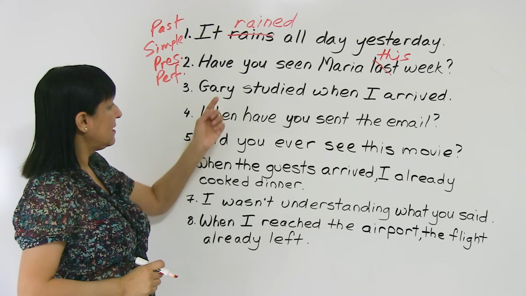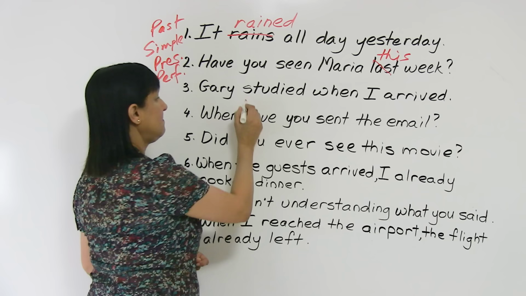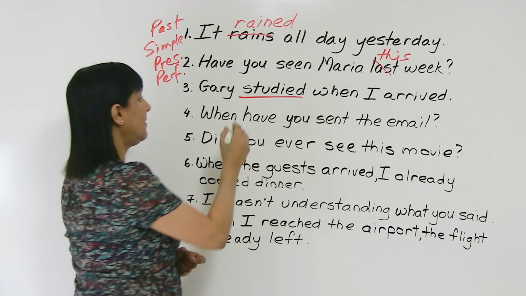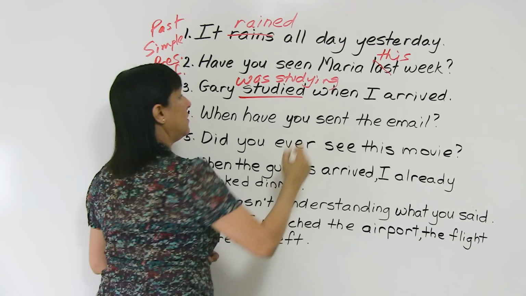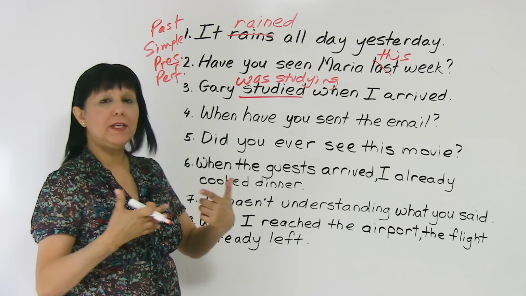Next, Gary studied when I arrived. Gary studied when I arrived. What's wrong there? There is a little mistake there, and it's here. Okay, this should be Gary was studying, right, when I arrived. Now, was studying is past continuous. So, why do we need past continuous there?